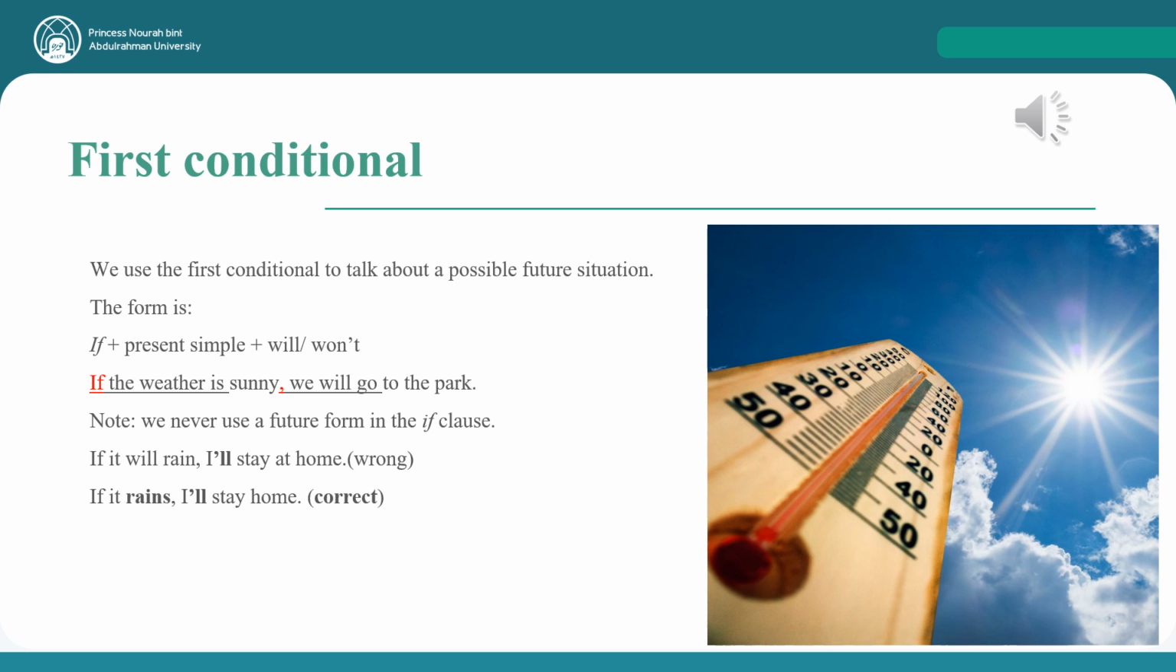Look at the sentence. If the weather is sunny, we will go to the park. The if clause doesn't have future, it has present simple, while the other clause has will, which means the future form. Note that we never use a future form in the if clause. So it's wrong to say, if it will rain, I'll stay at home. And the correct form of it is, if it rains, I'll stay home.